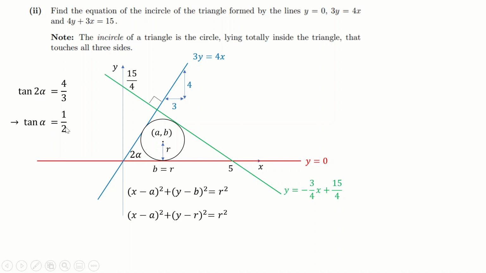In fact, we actually did it the other way around. We showed that if this is true, this is. But of course it works both ways. So I know that tan of alpha is a half. Now why is this important?